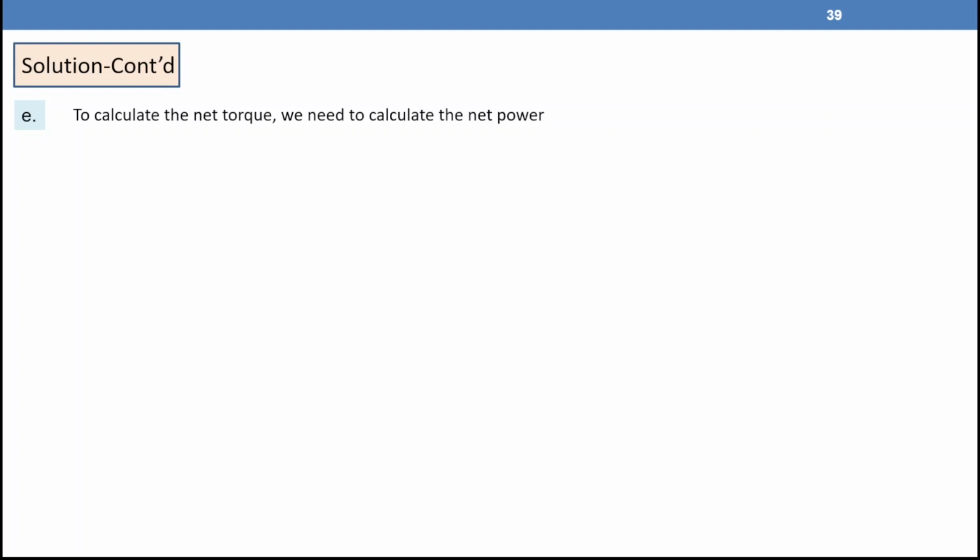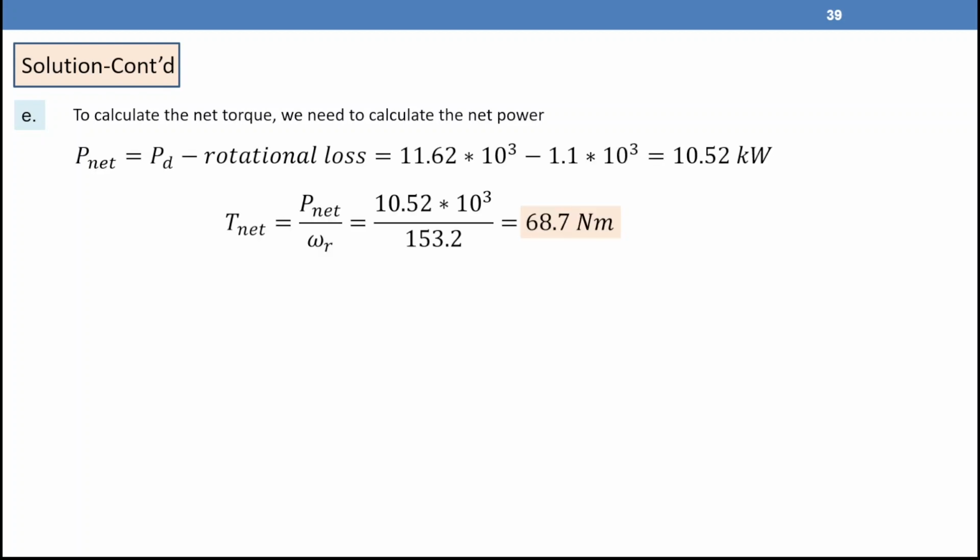Now we can calculate the net torque. To calculate the net torque, we need to calculate the net power. So the net power equals P developed minus rotational loss. P developed we calculated from the previous slide, and rotational loss is given, and that contains both mechanical loss and core loss lumped together. So 11.62 kilowatt minus 1.1 kilowatt gives you 10.52 kilowatt output power, net power, shaft power. So the net torque, or shaft torque, or useful torque equals P net over omega R, 10.52 kilowatt over 153.2, which gives you 68.7 Newton meter.